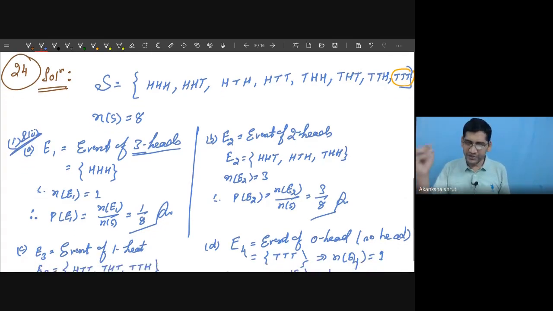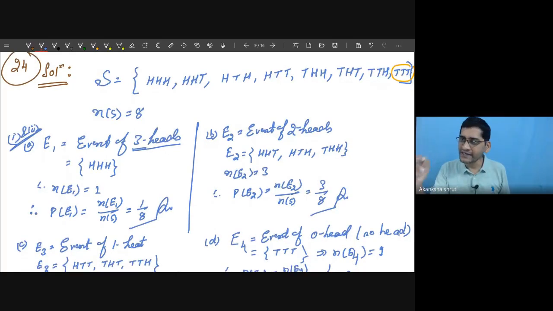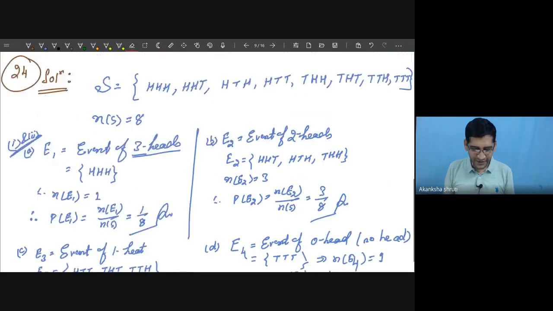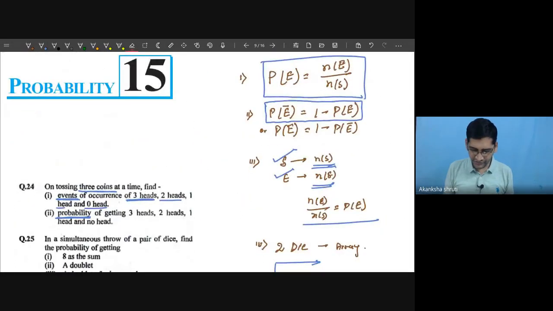Do not forget first to write the sample space. After that, apply the condition. Then you can get the event. So sample space always helps us in getting the event. Then calculate the number of elements in event and sample space to get the required probability. So it's so simple. You shall practice more.